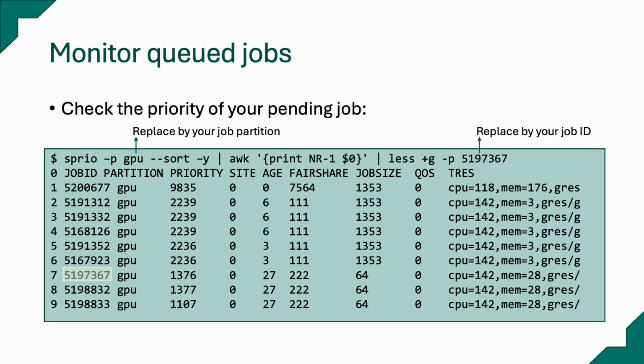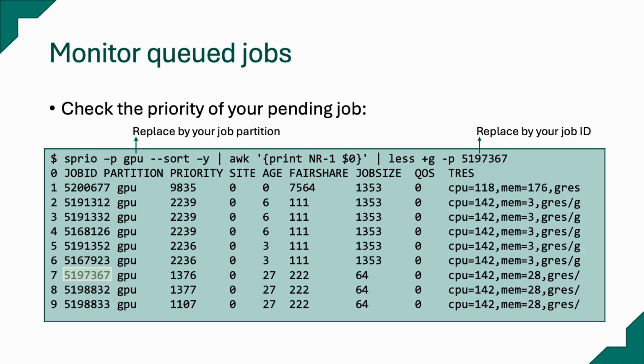You can use the following command to see how many jobs are ahead of yours in the corresponding partition. I will copy this command in the comments below. Replace GPU by your job partition. In this case, our job of interest is scheduled to run on a GPU node. And the number at the end by your job ID.